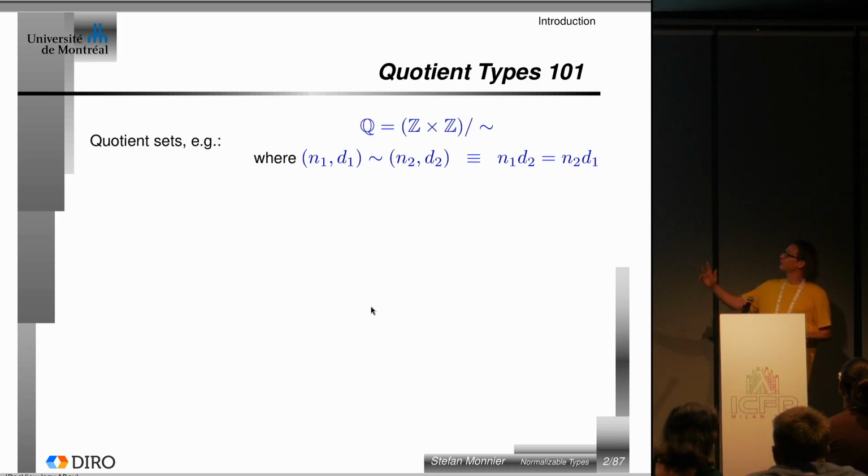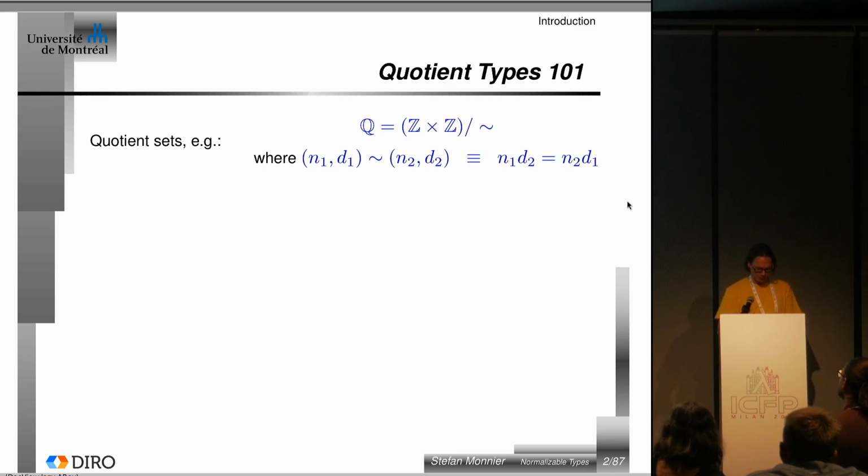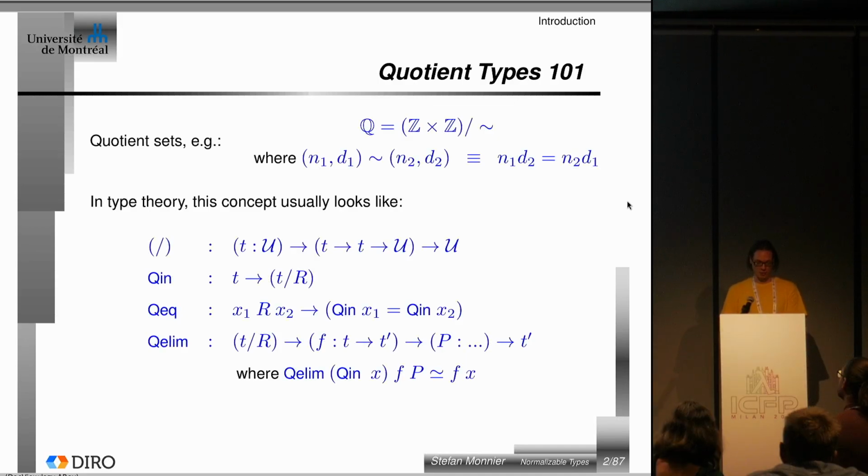I'm going to talk about quotient types. What are quotient types? Well, the type theory equivalent of quotient sets. I show here an example of quotient sets, but I assume you know what quotient sets are from set theory. So in type theory, there is a more or less standard way to present quotient types, which is this way.